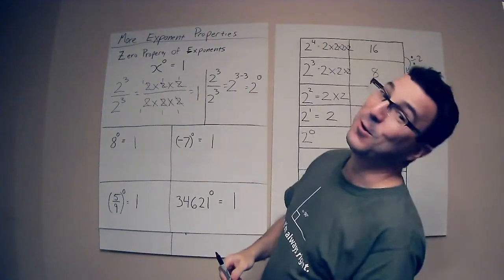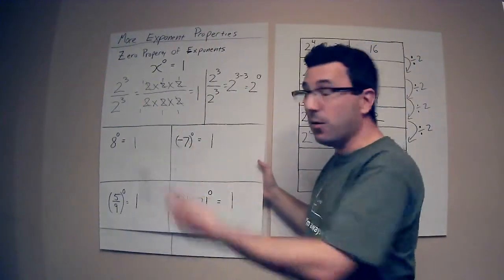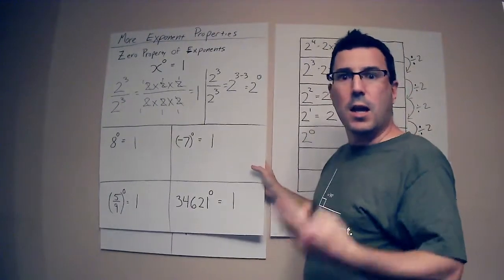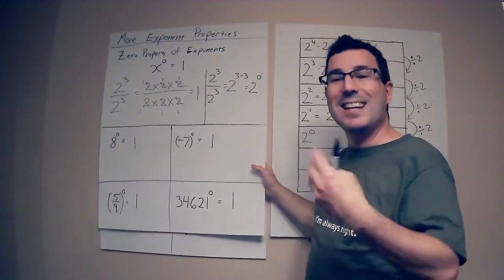And I do. Okay, so the zero exponent property, easy. If something's to the 0 power, it's going to equal 1.